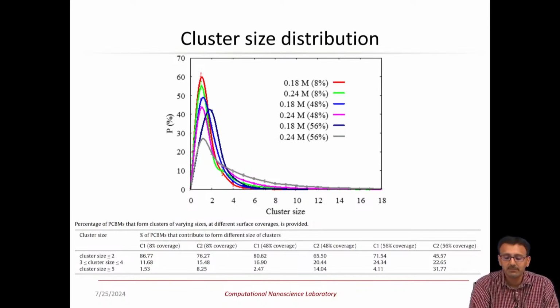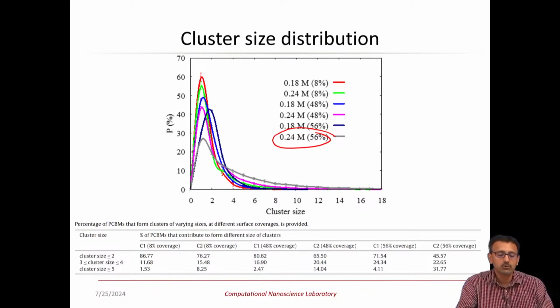In this case, the biggest clusters we had were up to about 18. So, if you sample more, perhaps you can see bigger clusters, but from our calculations at 56% surface coverage, these were the biggest clusters that were formed. So, what are the trends that we observe from this?